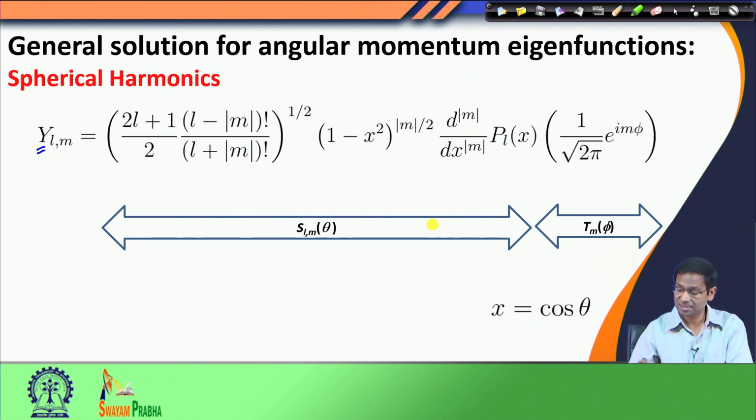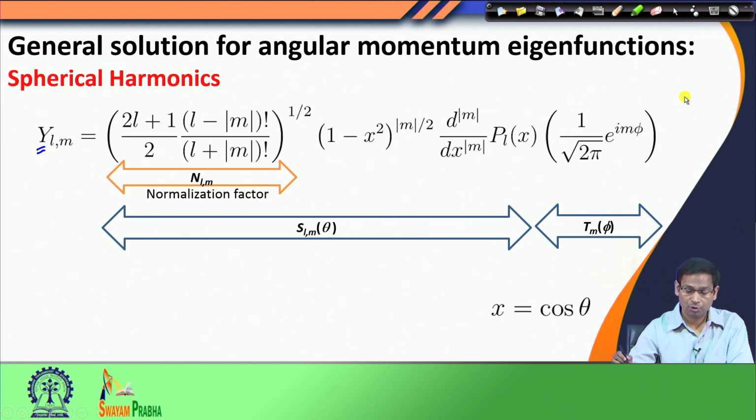The other thing that you would notice is that the T function depends only on one index, that is m, the second index of the spherical harmonics, or the second index of this angular momentum eigenfunction. On the other hand, the S function depends both on L and on m. We will discuss more about this S function now. If you look carefully, this S function has two components. The first component is simply the normalization factor. When we normalize this function, this would actually be the general solution for the normalization factor.